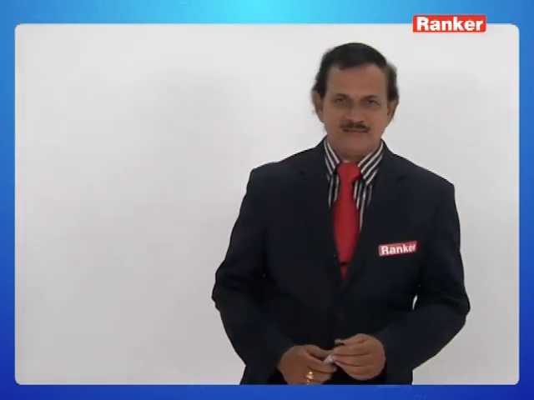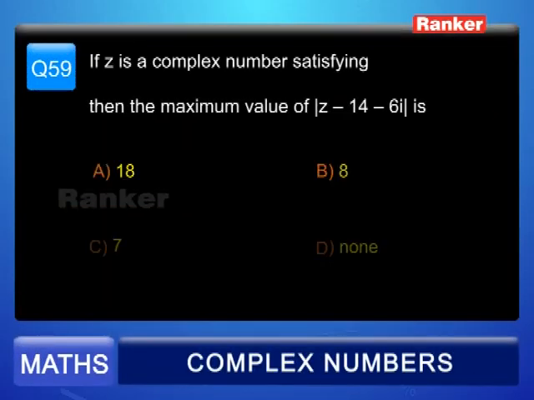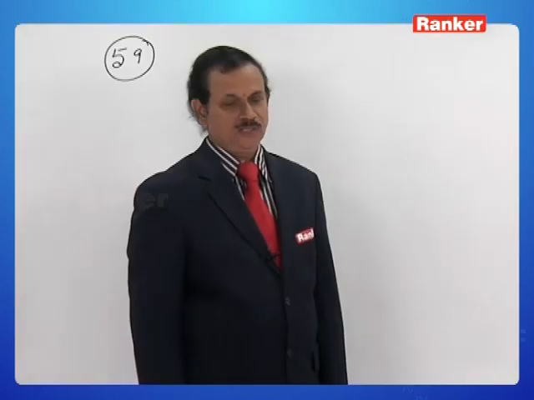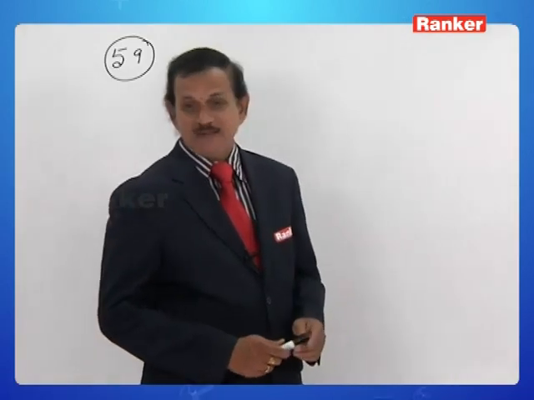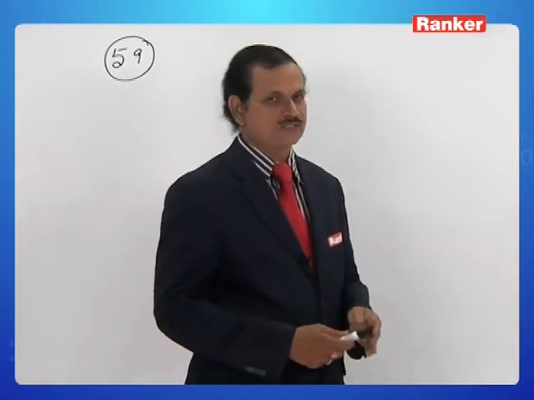One more question, the next question before us, that is question number 59. Z is a complex number satisfying mod z minus 2 minus I is less than or equal to 5. Then the maximum value of mod z minus 14 minus 6I is 18, 8, 7, none. He is asking us. He has given the nature of z, that mod z minus 2 minus I is less than or equal to 5.